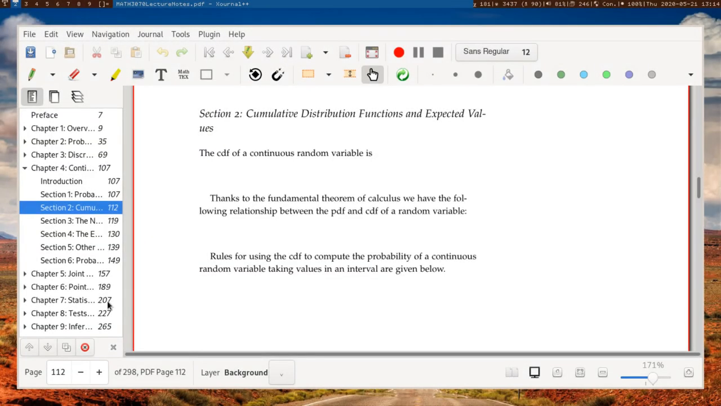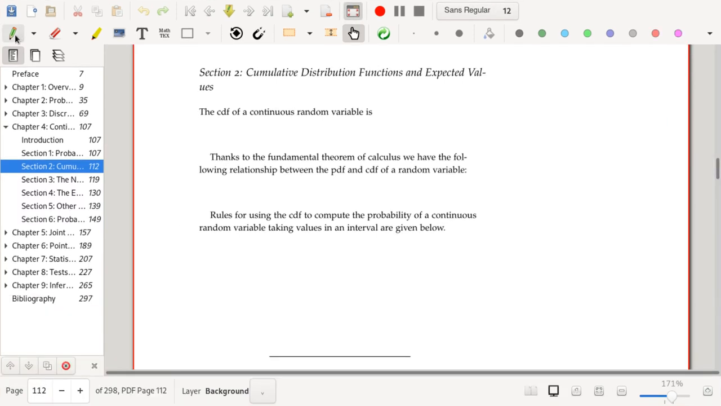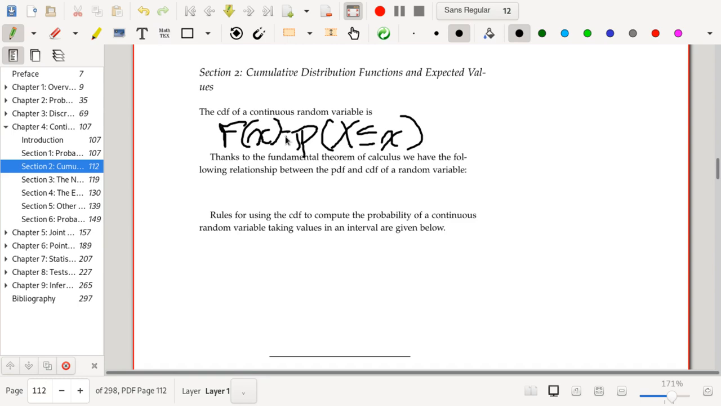Everyone, we are now into the next section on the CDF and expected values for continuous random variables. For the CDF of a continuous random variable, we are computing the probability that our random variable X is less than or equal to some number, which I'm denoting by a little x. This is the definition of the CDF. And then we ask ourselves, how is it that we compute that?